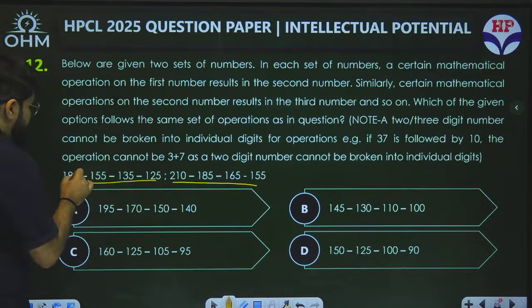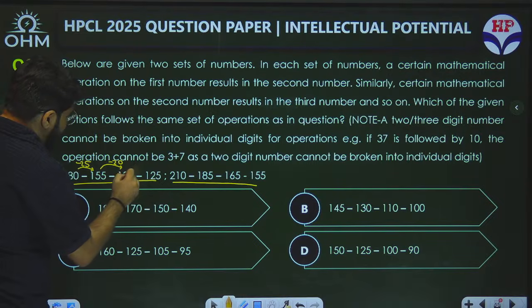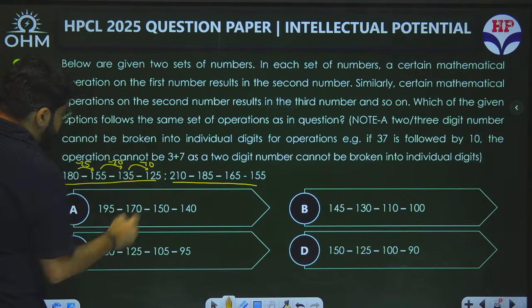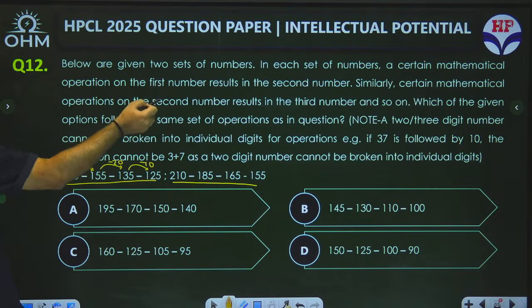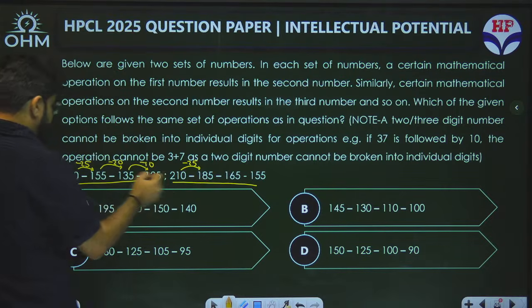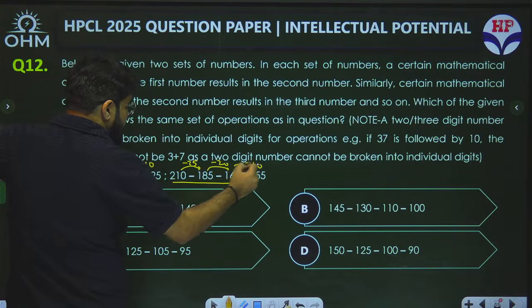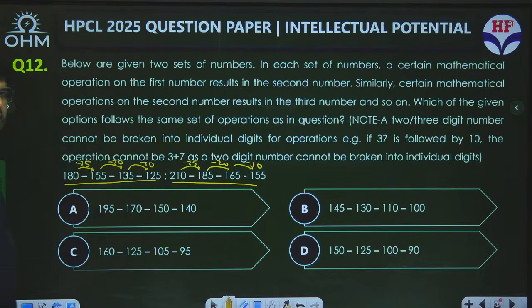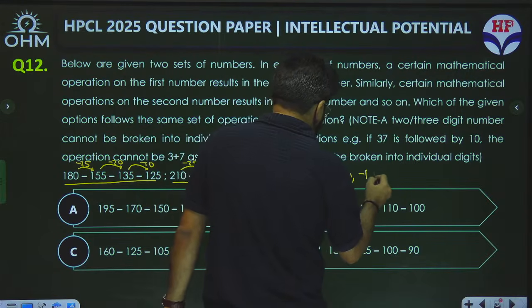So what has actually happened here? 180 to 155. So it's a reduction very clearly of 25, right? Then 155 to 135, minus 20. Then there is minus 10. That's it. Then the second set will also have the same pattern. They have given two sets for reference. So see, again minus 25, 210 minus 25. Then next should be minus 20, correct. Next should be minus 10, correct. So minus 25, minus 20, minus 10. That pattern has to be figured out.